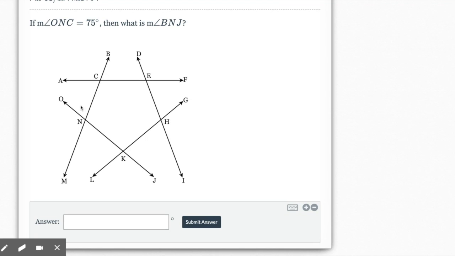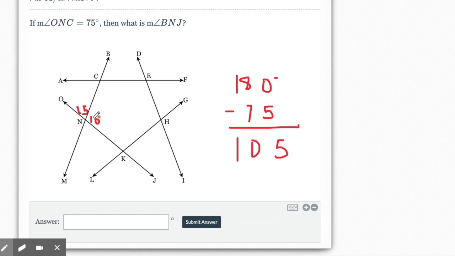So if I know that this one is 75, I'm going to use my little writing utensil. I'm going to take 180 degrees, sorry, this looks a little janky, and I'm going to subtract 75 from it. All right. And then I know that 180 minus 75 is equal to 105. Feel free to use your calculator on your cell phone for this, obviously. So again, I know that this one is 75, and this one is 105.